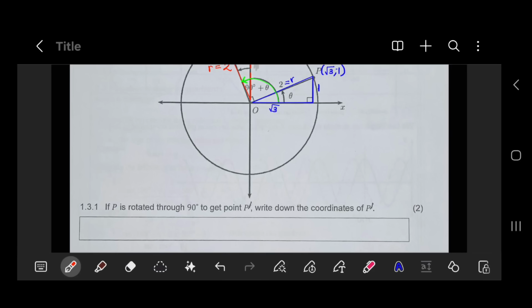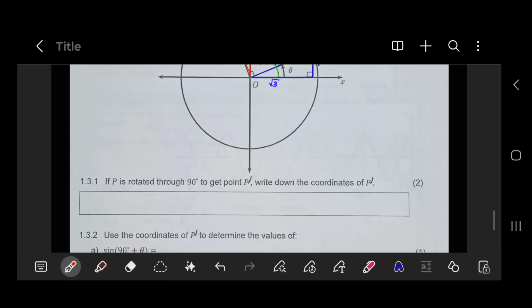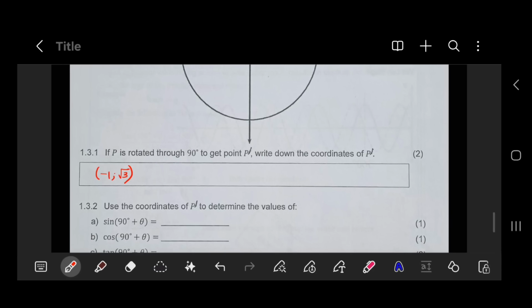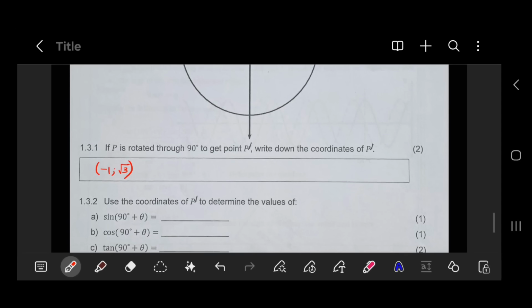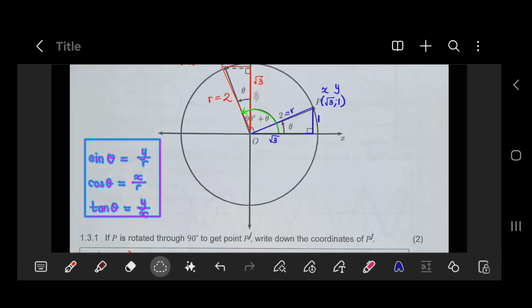1.3.1 says, if P is rotated through 90 degrees to get to the point P image, write down the coordinates of P image. So we have already established what this is going to be. We said that the x coordinate is negative 1 and the y coordinate is square root 3. Then 1.3.2 says, use the coordinates of the image of P to determine values of. Again, you guys, we're going to use the same ratios from before. So here we have it.